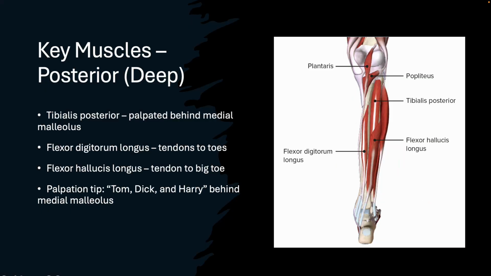Here's the deep ones. So we strip away those two muscles, soleus and gastrocnemius, and then we got these bad boys. So the main one back here is your tibialis posterior. So you have your anterior along the shin bone, and now we have our posterior that is deep to the gastroc, right?